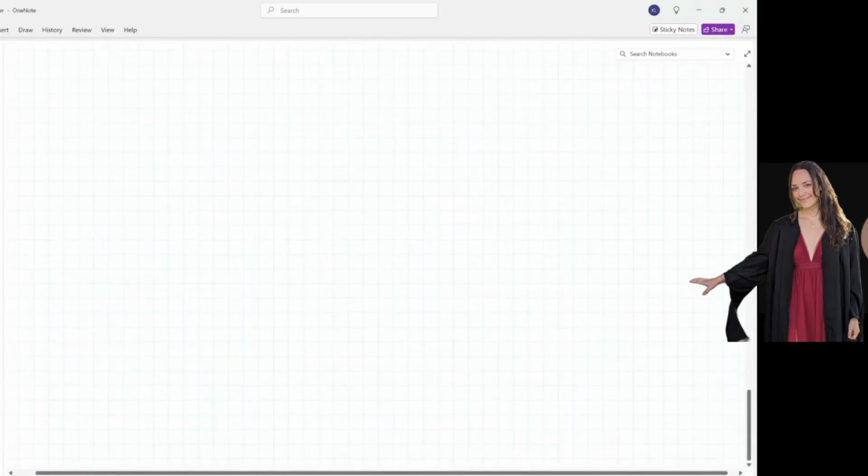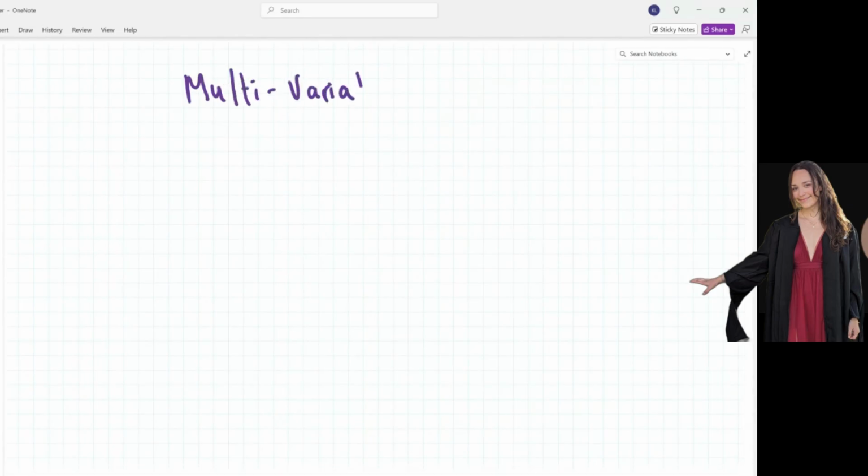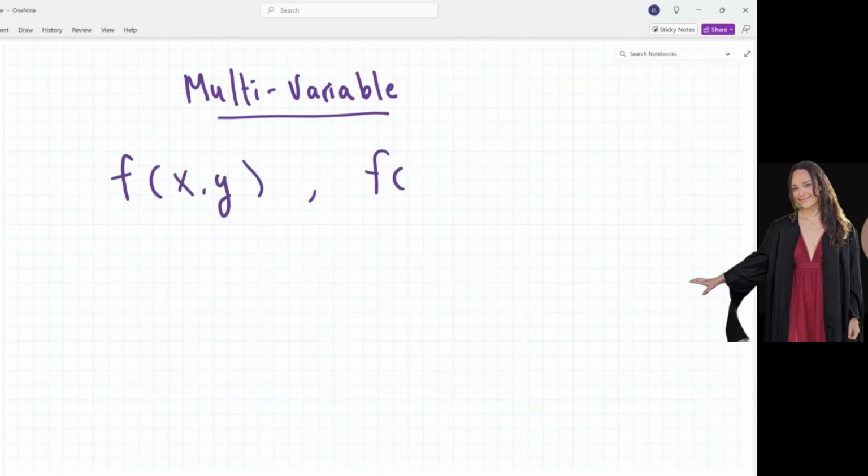So in multivariable calculus, so let's write that out, you have more than one independent variable. So for example, you could have f of x, y. You could have f of x, y, z, w, and it can go on.